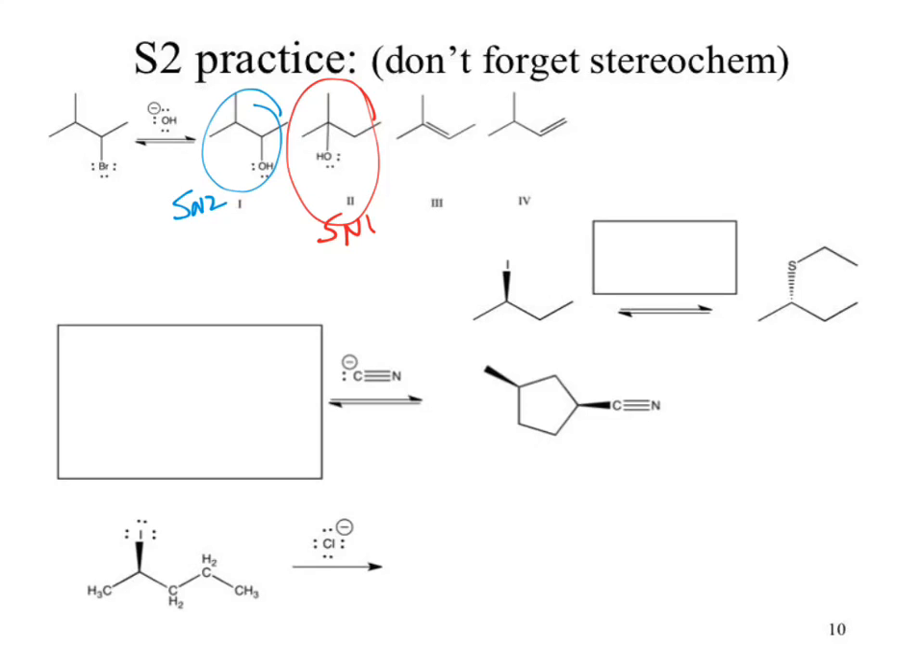There's only 1 product, which means I went under SN2 conditions, which means my nucleophile needs to be strong. Now I can put in the negative charge. Okay?